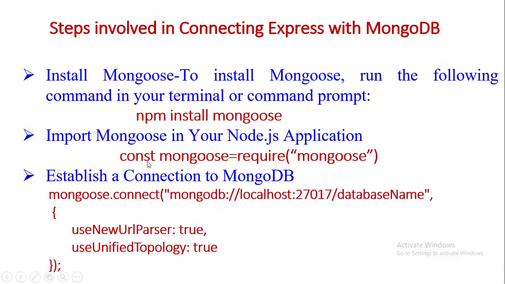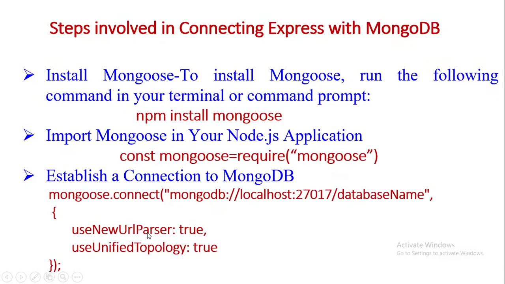Next, we are going to use the Mongoose API for our application. For that, we are using const mongoose equal to require of mongoose. Then the third step is establishing a connection to MongoDB, mongoose.connect. Here, this is the localhost, and we are mentioning the database name. So actually, our application will connect to the MongoDB database.